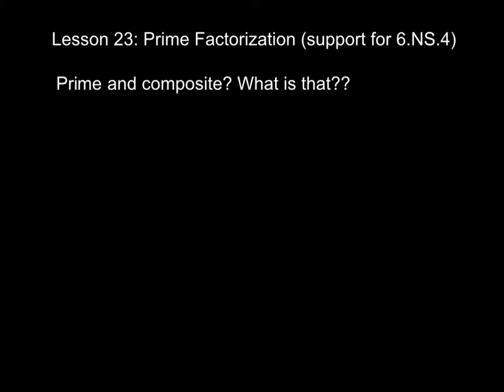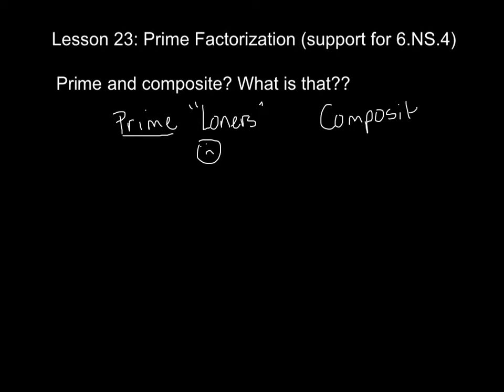Alright, so prime and composite, what is that? Let's talk about prime numbers and composite numbers and what's the difference between them. So we've got prime, which I call the loners, and composite. Those are the popular numbers. They have friends. What this means is we're talking about their factors, the numbers that you put together to build these numbers.